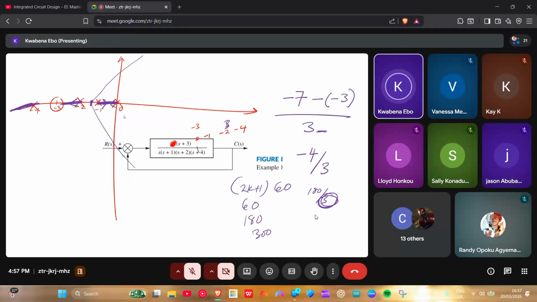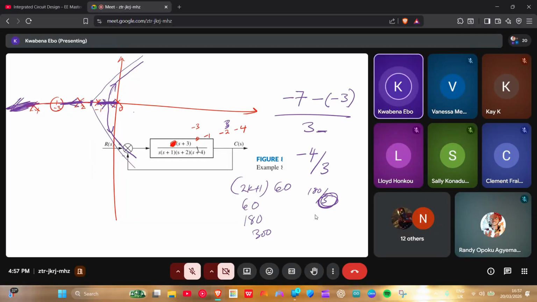Then we'll have to sketch. So this goes up somewhere here, and this goes up somewhere, and then this is already on it. Like this is the 180 line, and this is already on it. So we pray. So this is the root locus sketch. You show the arrows this way.